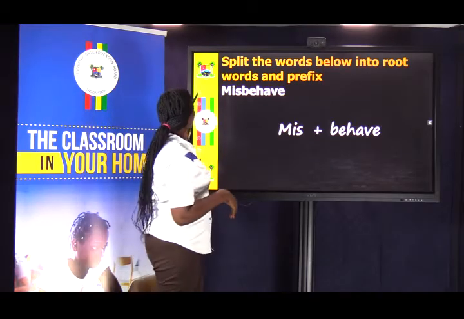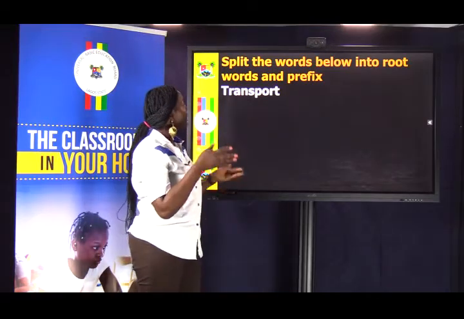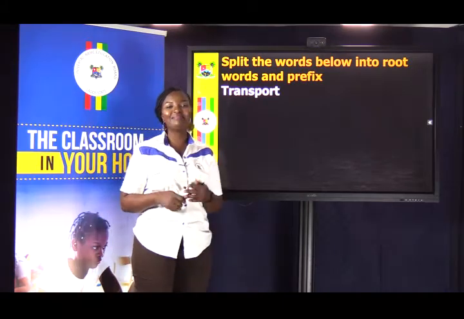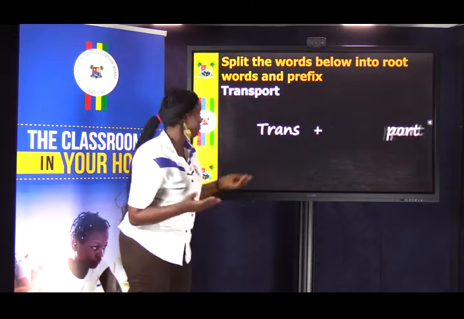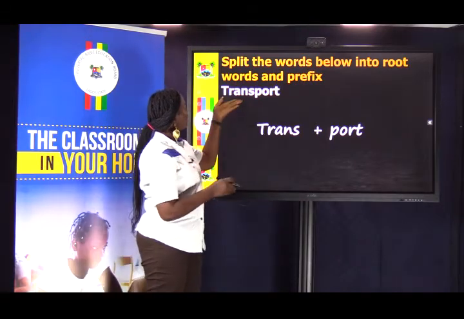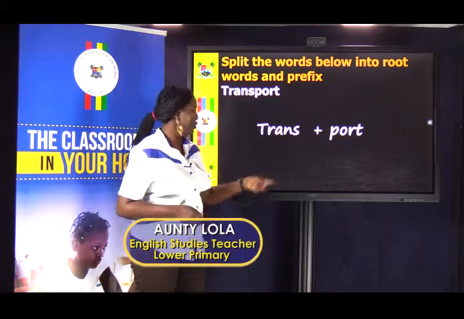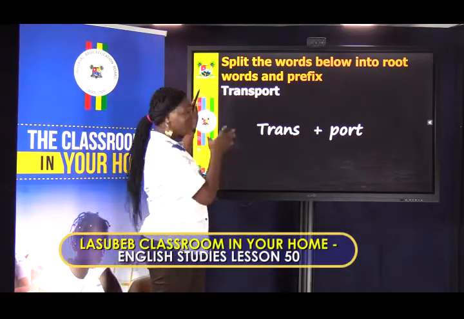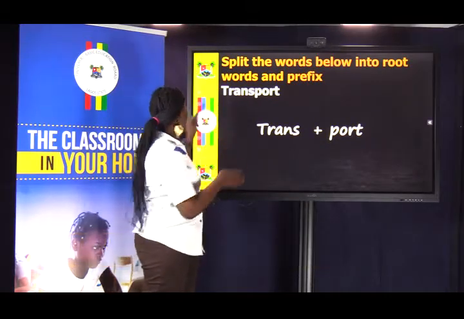I'm proud of you. Okay, another one: transport. How do you split transport into root word and prefix? I'm waiting. Oh, you split it, beautiful. So that is what I have actually. I have trans and port, which is the root word. Trans is the prefix, while port is the root word. Of course, a prefix comes in the beginning, not a suffix. It is prefix, then root word.